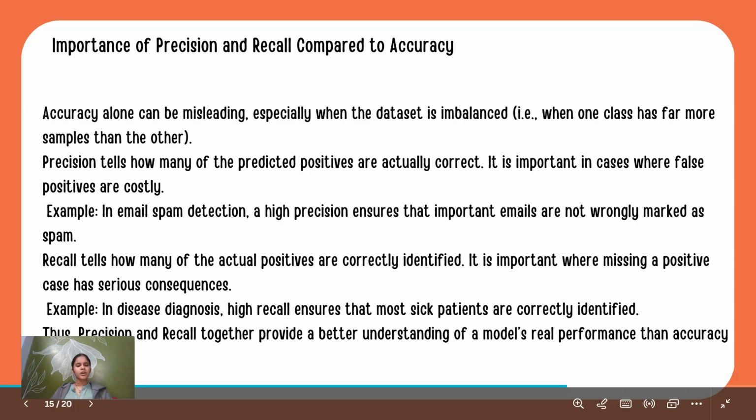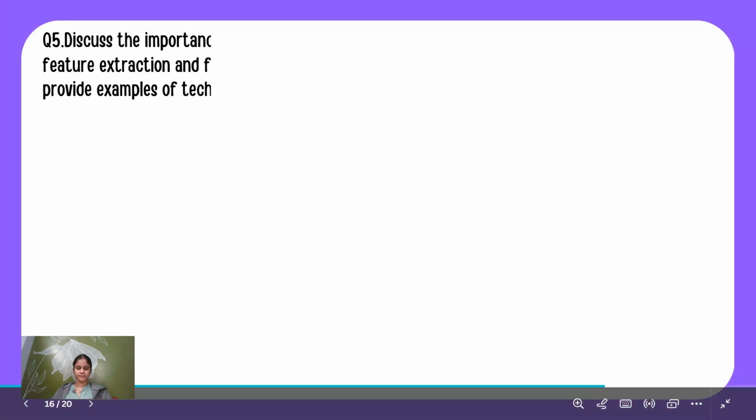Recall tells how many of the actual positives are correctly identified. It is important when missing a positive case has serious consequences. Example, in disease diagnosis, high recall ensures that most sick patients are correctly identified. Thus, precision and recall together provide a better understanding of the model's real performance than accuracy alone.